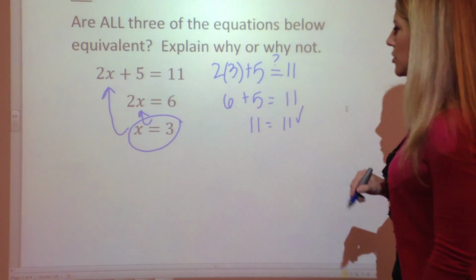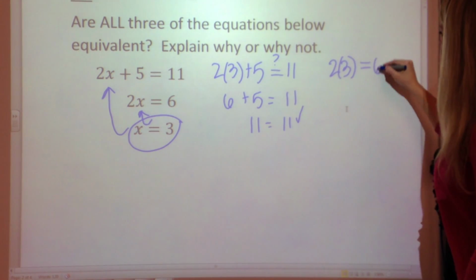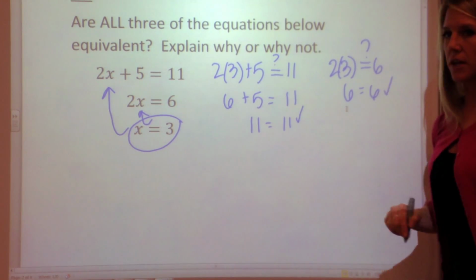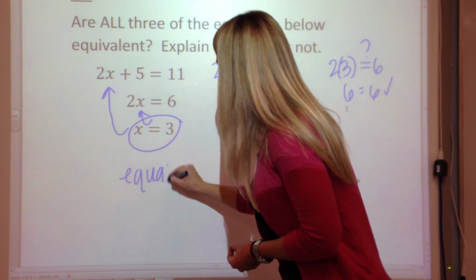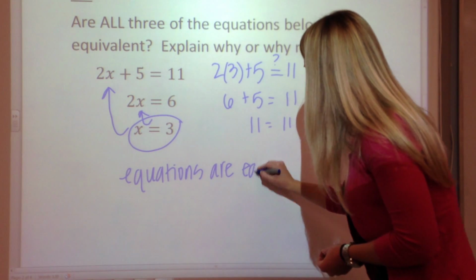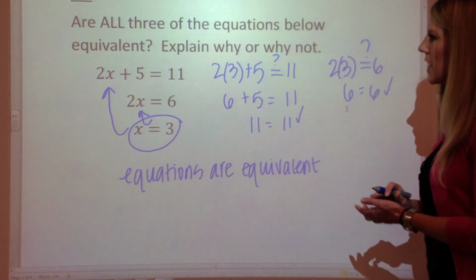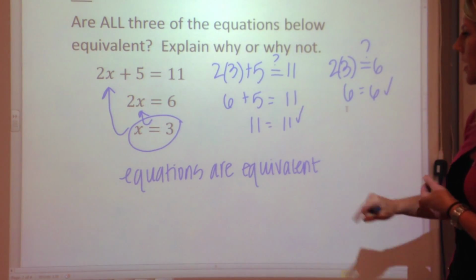So then let's try it for 2x equals 6. So does 2 times 3 equal 6? Well, yes it does. So that also checks out. So these equations are equivalent because they have the exact same solution. So when x is 3, we get the same outcome every single time. The left side always equals the right side.